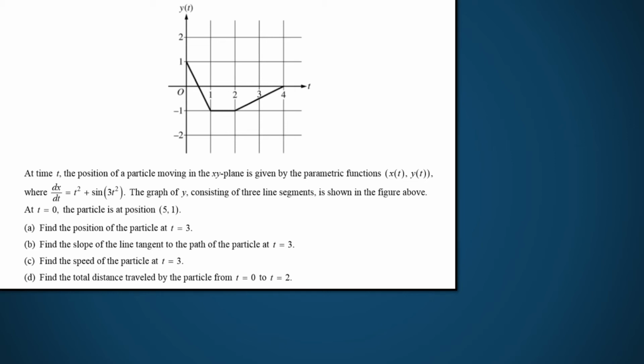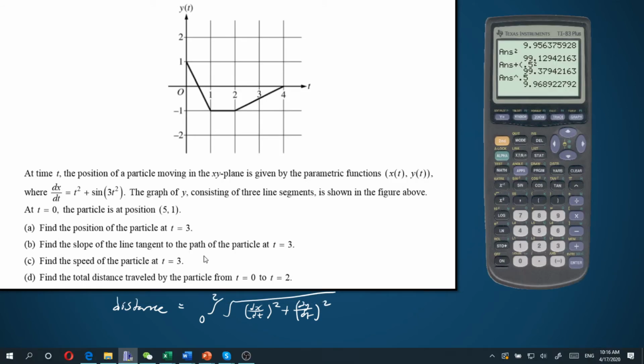Okay, and then total distance traveled. That's the integral from 0 to 2 of the square root of dx over dt squared plus dy over dt squared. Cool. So we're taking our speed equation that we had last time and just integrating that to get our total distance traveled. Yep. Okay, and this time going from 0 to 2.